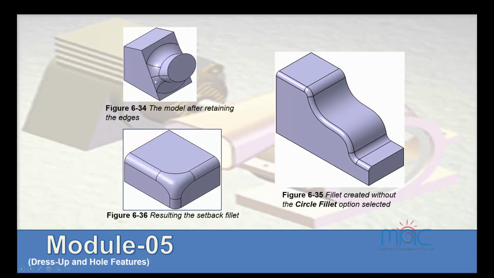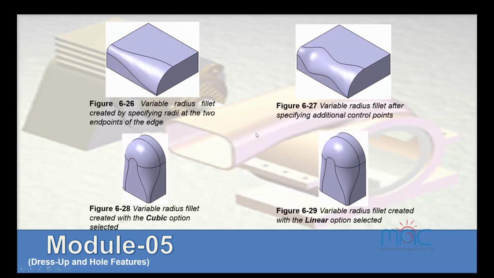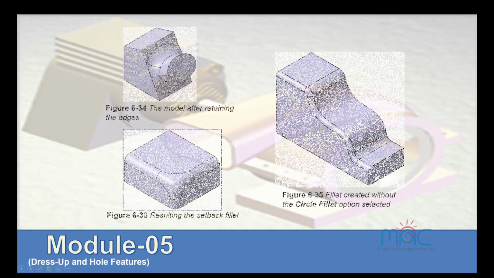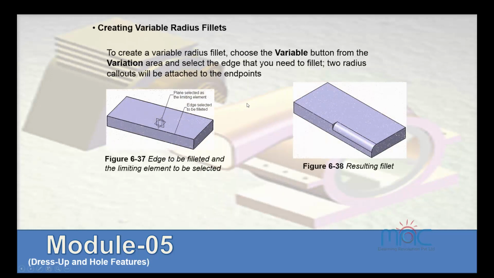And after retaining the edges, you can see this edge is straight and the fillet is distributed, but here you can see after the fillet it is distorted. So how to take care of that, we'll be looking into. And also we'll be looking into the circle fillet options. And here you can see the setback options, how you can apply them to multiple corners. So there are a bunch of different advanced fillet options that we'll be looking into.